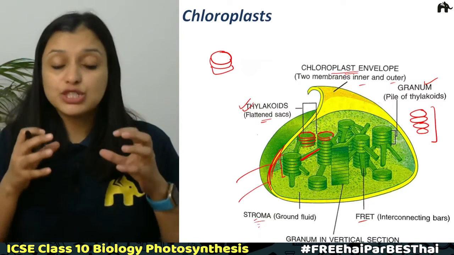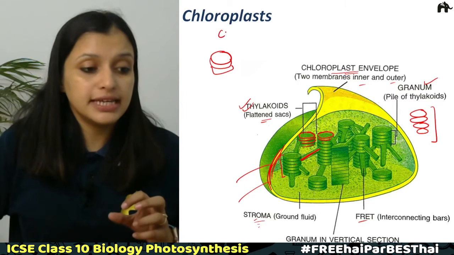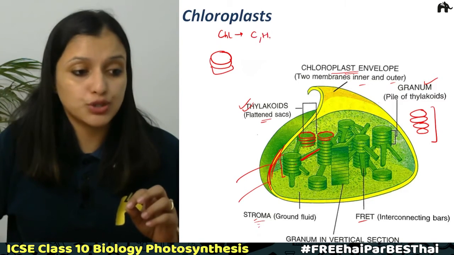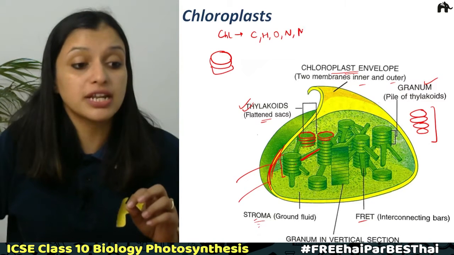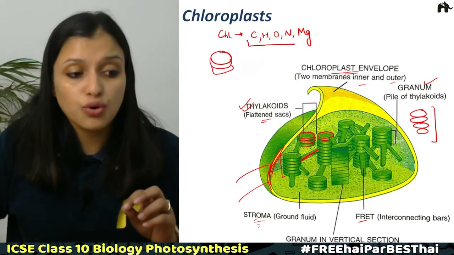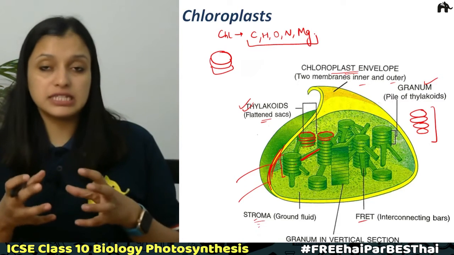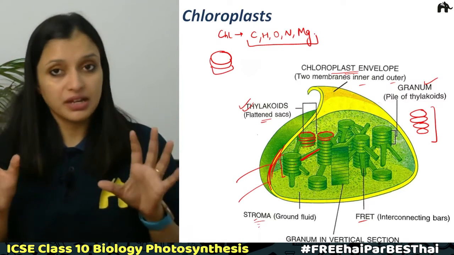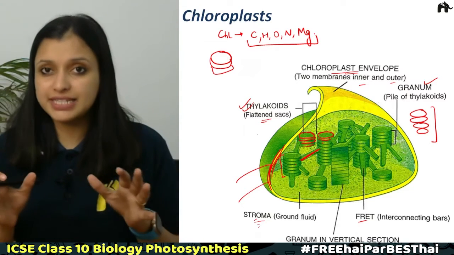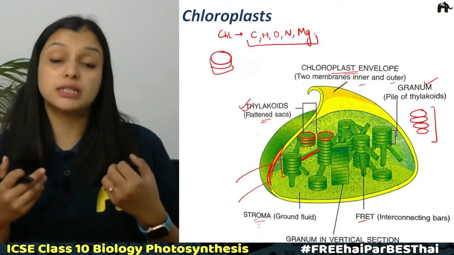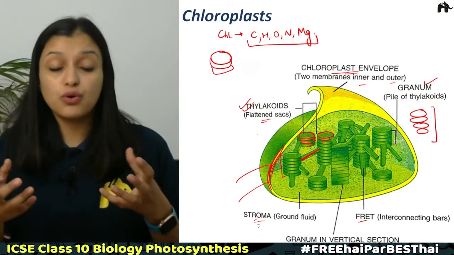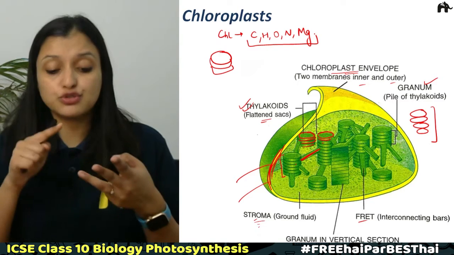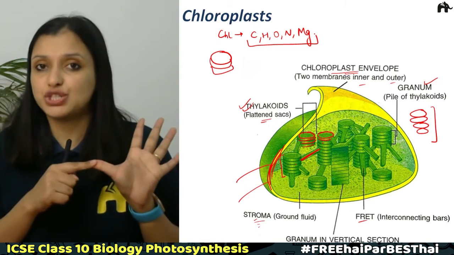Now this chlorophyll is made up of what? It is composed of carbon, hydrogen, oxygen, nitrogen and magnesium. So these 5 elements are involved in making one chlorophyll, right? Clear? Till now it is clear. So we studied the structure, we studied where it is present, and now what this chlorophyll pigment is made of: carbon, hydrogen, oxygen, nitrogen and magnesium.